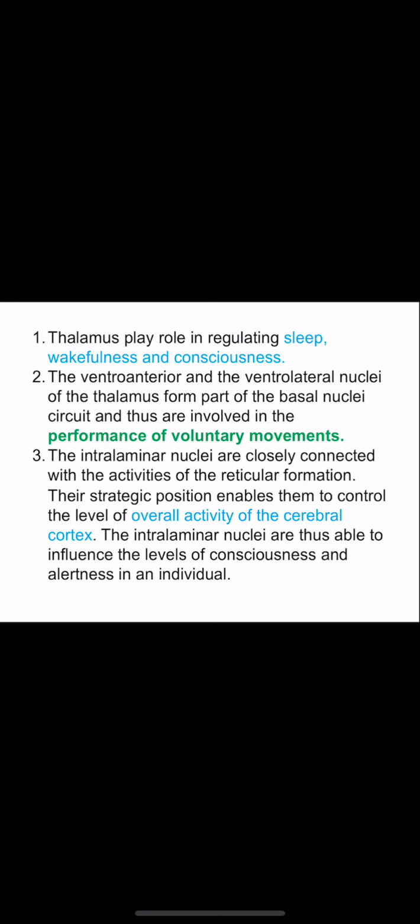The ventroanterior and ventrolateral nuclei of the thalamus are concerned with voluntary movement, with the control and performance of voluntary movement. We also have the intralaminar nuclei that lie within the white matter of the internal lamina of the thalamus, and these are concerned with the control of the level of overall activity of the cerebral cortex, and with alertness and consciousness due to their connection with the reticular formation neurons.